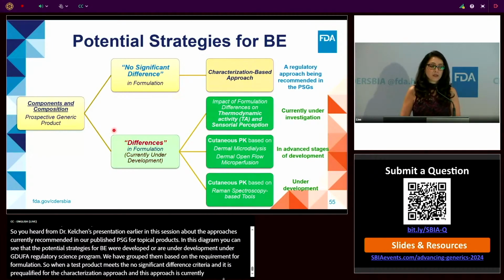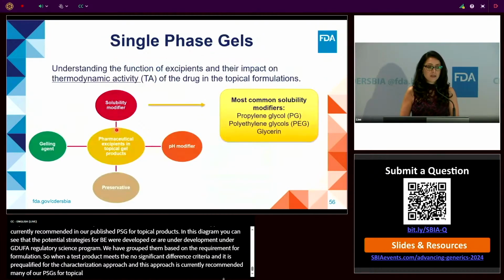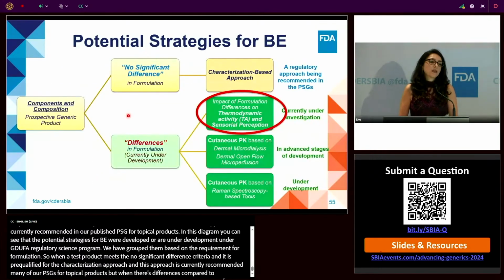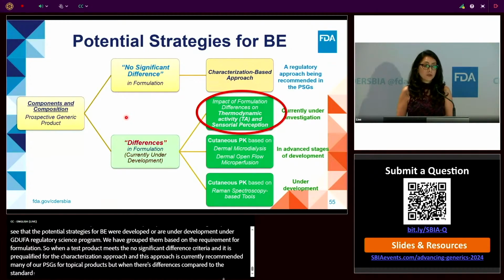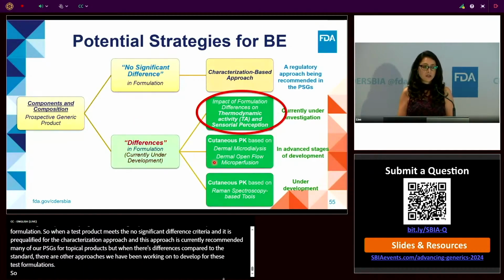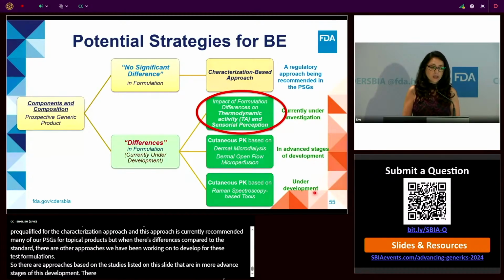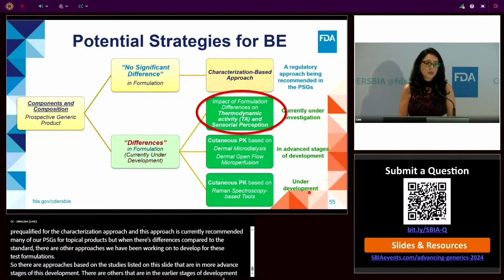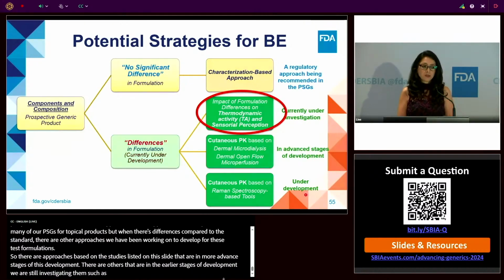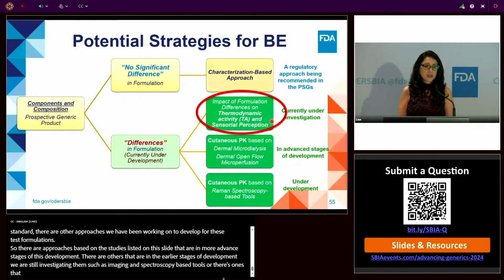But when there are differences in the formulation of a test product compared to the reference standard, then there are other approaches that we have been working on to develop for this category of test formulation. There are approaches based on cutaneous pharmacokinetic studies, such as ones using dermal microdialysis or dermal open flow microperfusion that are in more advanced stages of development. And there are others that are in earlier stages of development, and we are still investigating them, such as cutaneous PK studies using imaging or spectroscopy-based tools.